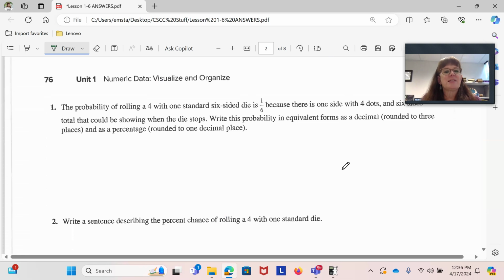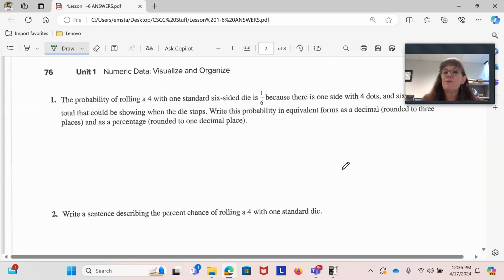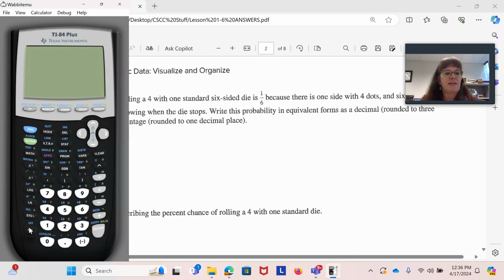On page 76, it's mentioned that the probability of rolling a 4 on a number cube is 1 out of 6, because there's one side with 4 dots, and then there's 6 sides total. They want me to write this probability as a decimal and as a percentage. So we're talking about 1/6. Fractions just mean division. That fraction bar is a division sign. So I can get out my calculator and turn it on and take 1 divided by 6. And my calculator will tell me that that is 0.166666 repeating. They did ask me to round it to 3 decimal places.